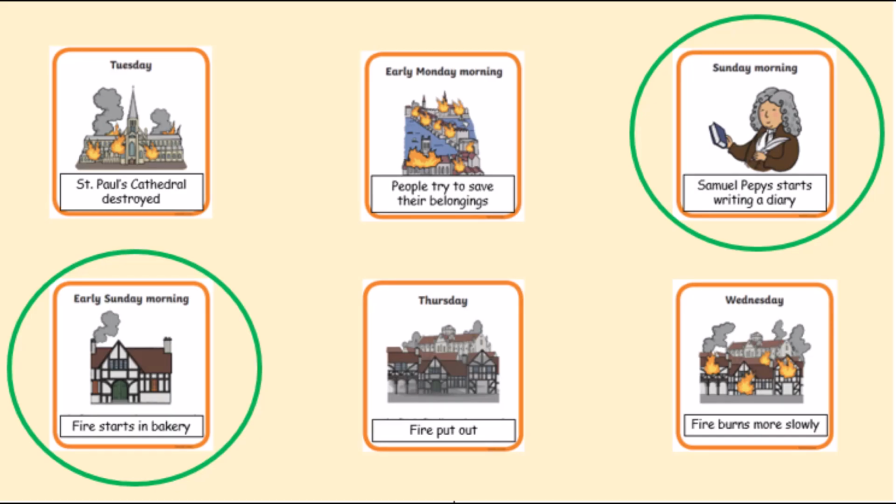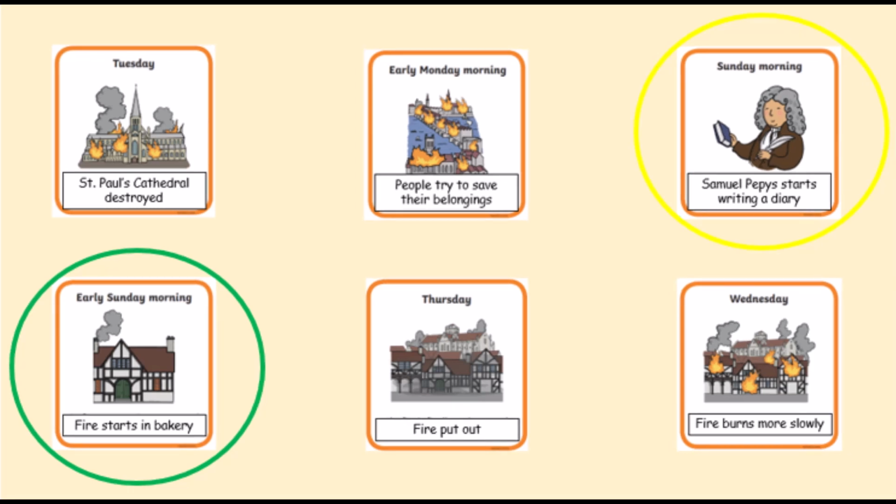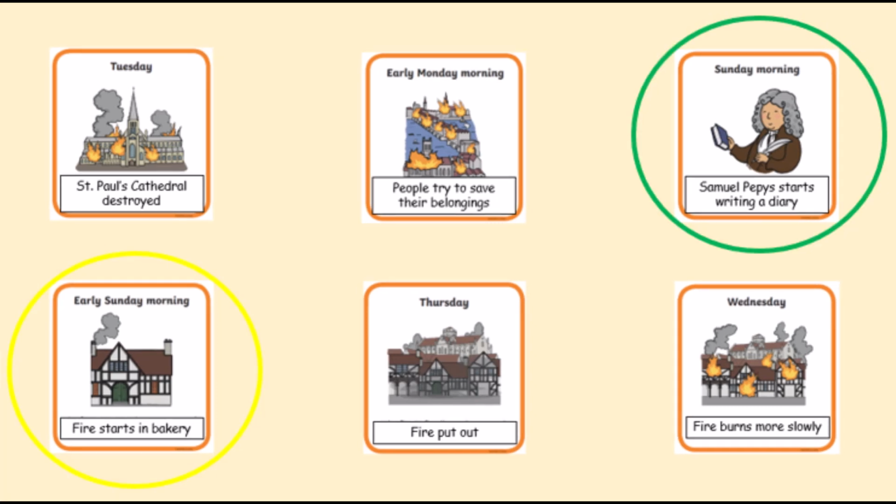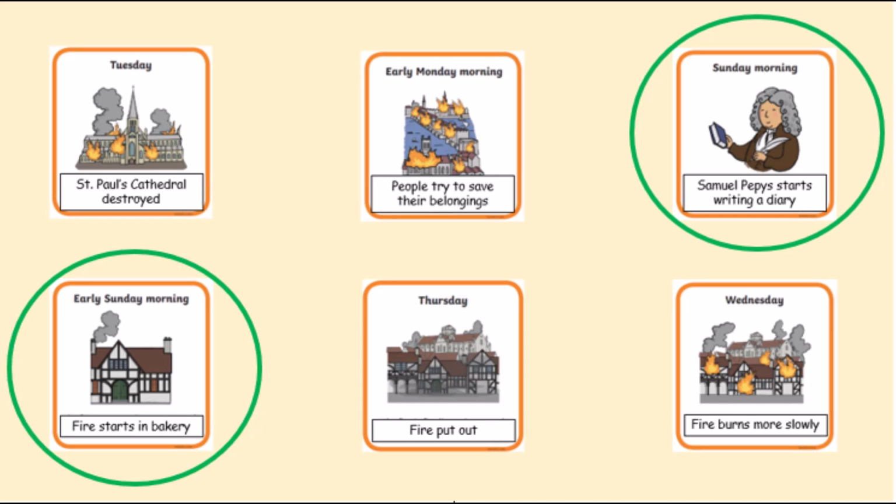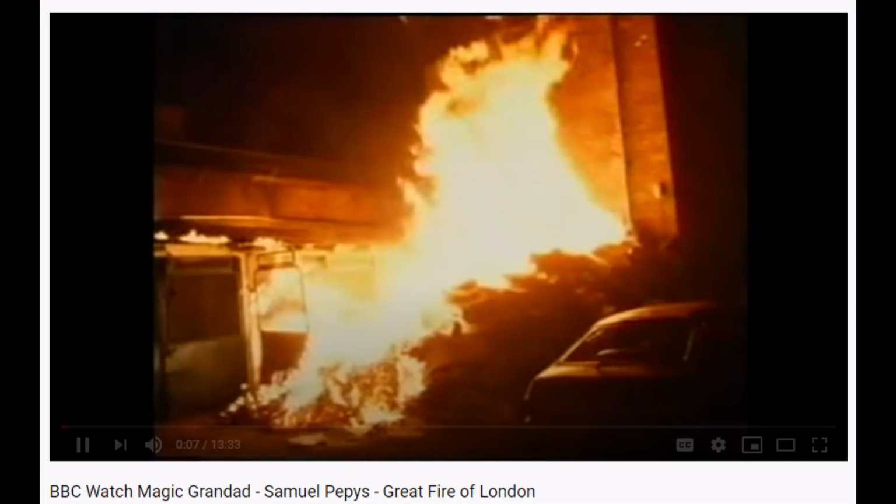There are 2 events that started on the Sunday. One says that on Sunday morning, Samuel Pepys starts writing his diary. And the other says that early Sunday morning, a fire starts in the bakery. So how are we going to decide which one comes first? Well, if you think back to yesterday's video, Samuel Pepys started writing his diary about the Great Fire of London after it had started. Plus, the word early should also help you decide which one happens first. What do you think?